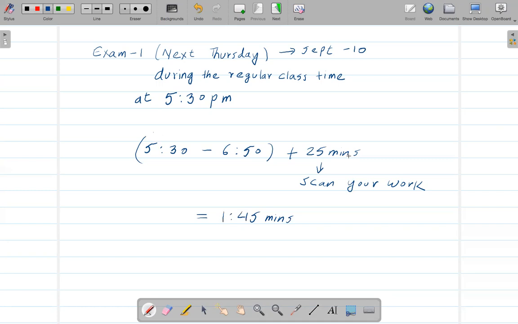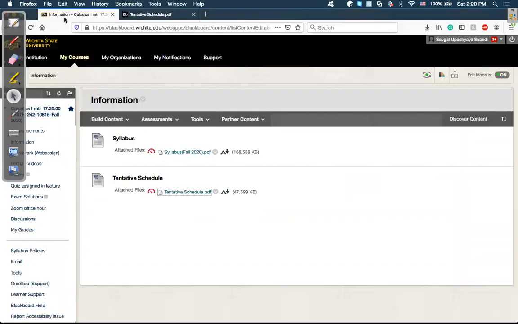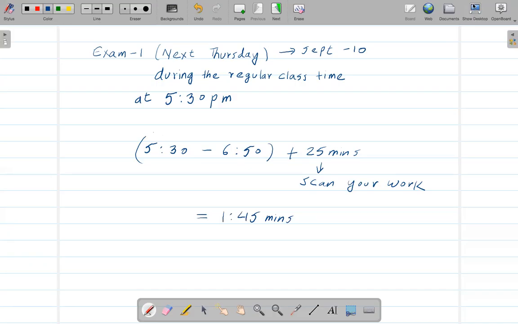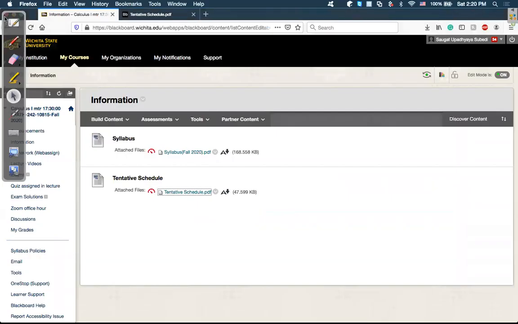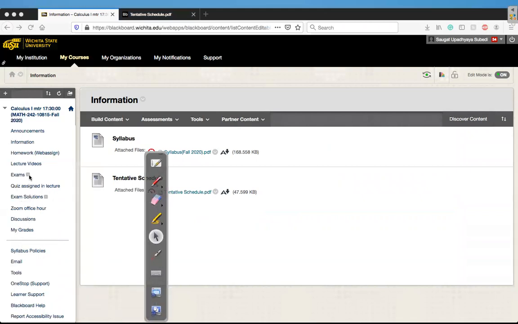Obviously you have to upload your work on Blackboard. I've already made a tab here, the Exams tab. I don't think you can see it now, but once I upload the exam, you'll see this tab, and once you click it, you will see the Exam 1 tab. You can just upload your work there just like you did in the quiz.